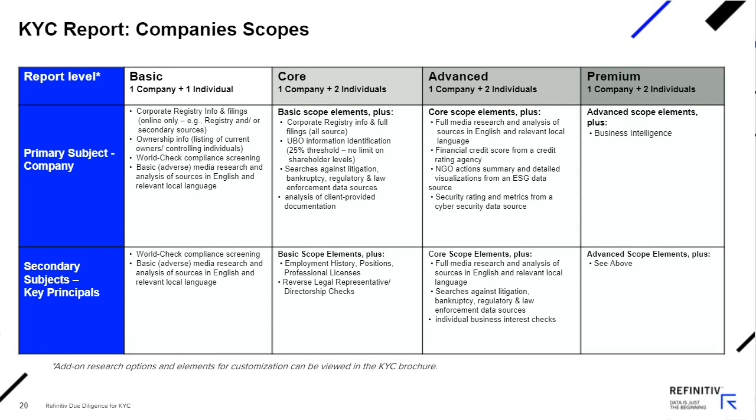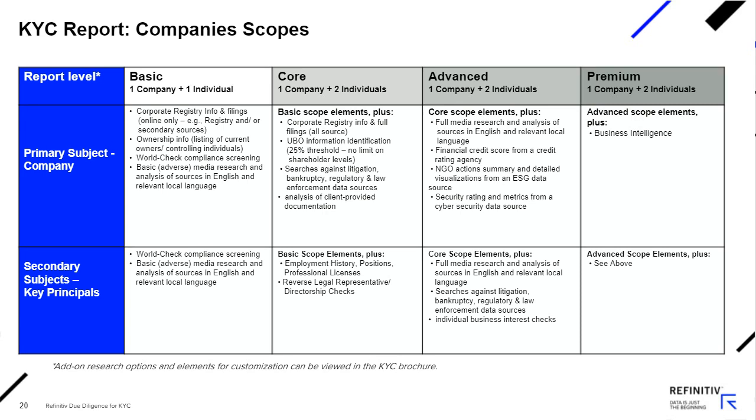The UBO information on the core level of the report is a 25% threshold. There's no limit on shareholder levels. There's no limit on the actual number of shareholders and shareholding parties that will drill down to identify the physical persons, as long as that information is readily available. We include litigation, bankruptcy, regulatory, and law enforcement data sources in this as well against the company, as well as an analysis of any client-provided documentation, so a kind of gap analysis as they provide KYC information, and you provide that to us.